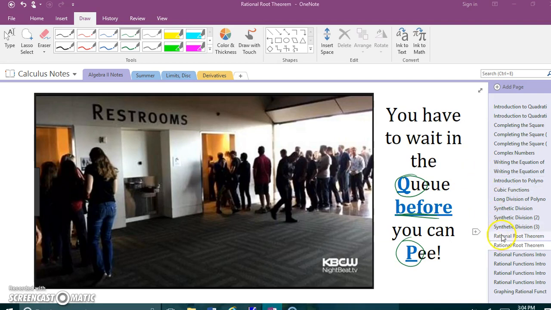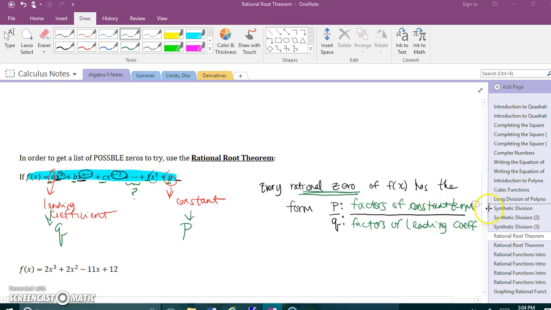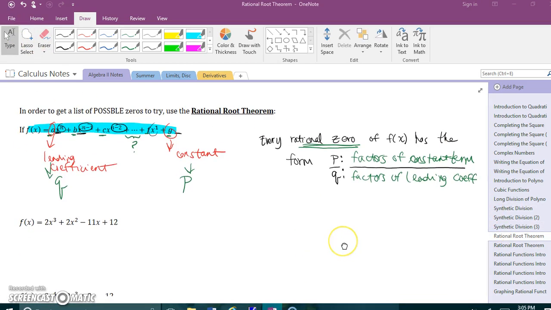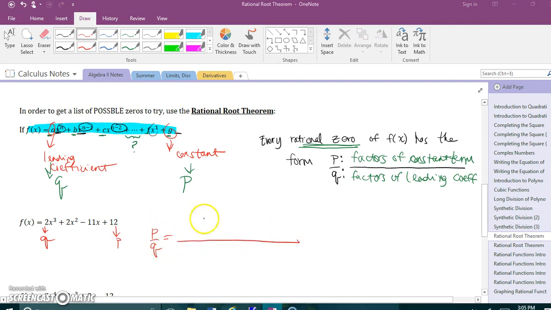And if you think it's weird, then come up with your own way to remember it. But we're going to apply this to the following polynomial. I'm going to take this cubic here, and this is Q, and this is P. So all our possible zeros are in the form P over Q. So what I'm going to do is take our number P here, and write out all the factors of it.